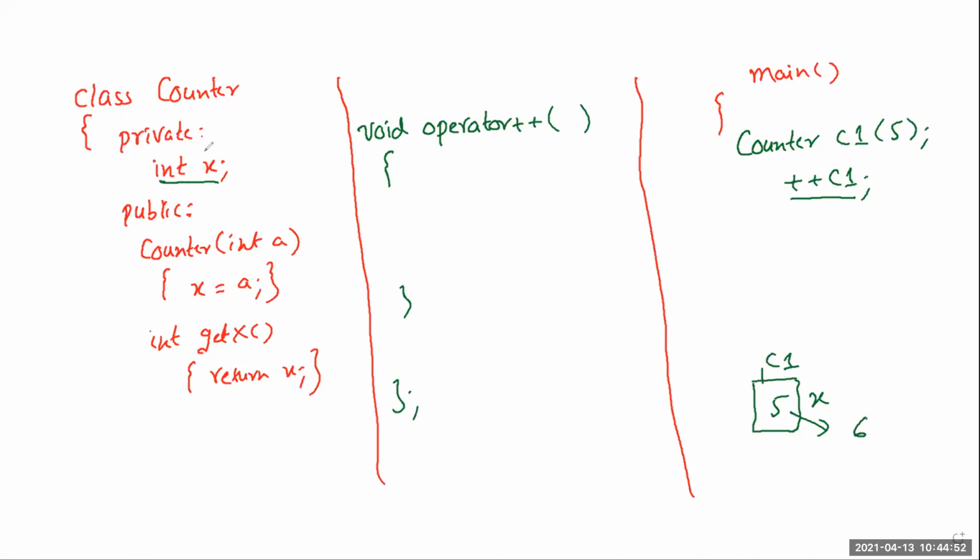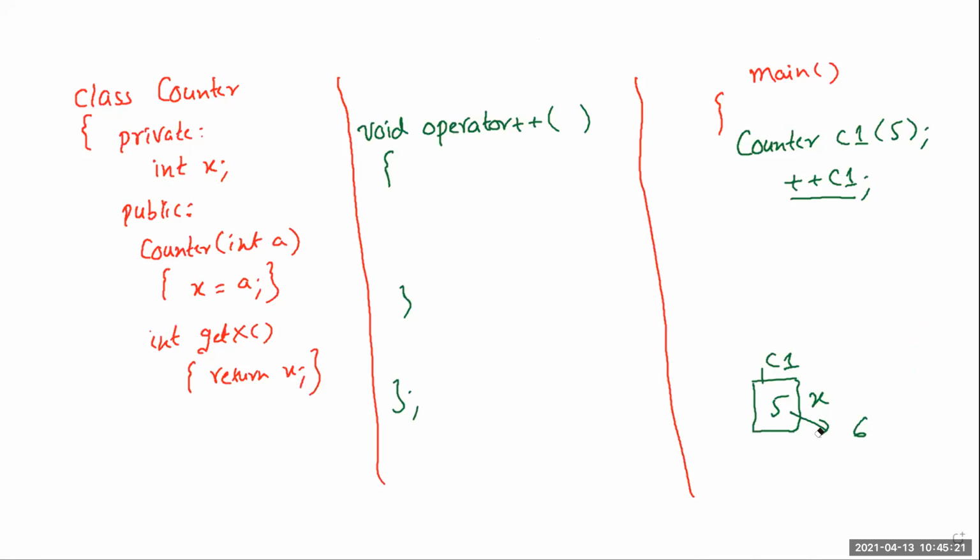Now it is also possible that, suppose instead of Counter, it was a Point class. In case of the Point class, you have x and y, maybe 2 and 3. If I write ++p1, you have to decide whether it should increment x or y, or maybe both of them, right? It depends on what your requirement is. Since you are overloading the operator, you have complete liberty to decide what it will do.